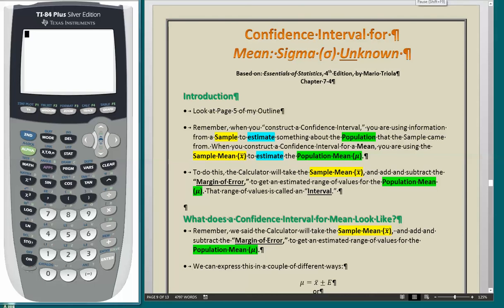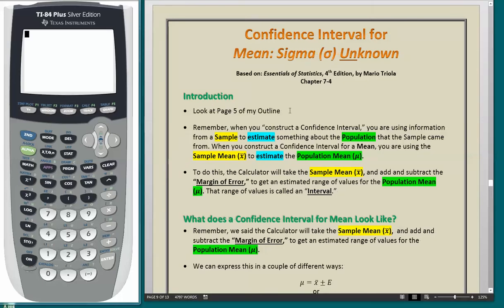This presentation is called Confidence Interval for a Mean, Sigma Unknown. Previously, I created a video called Confidence Interval for a Mean, Sigma Known. Well, this is the follow-up where we don't know sigma. So here's our introduction.